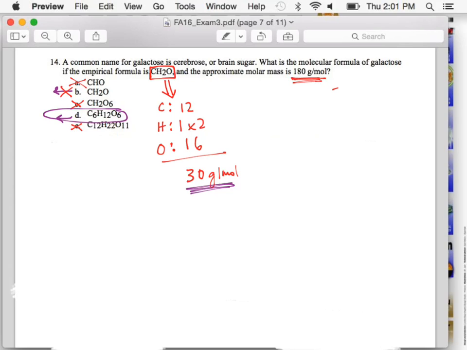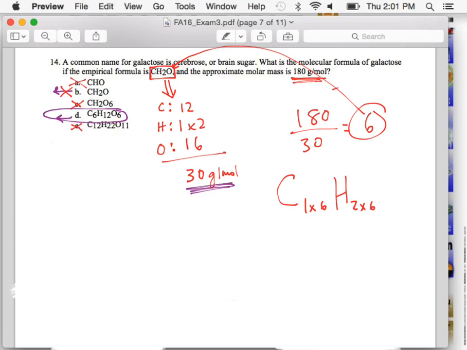Officially, what we're supposed to do is take the molar mass of our molecular compound, divide by the empirical formula mass, and we get 6. We take that number and multiply all of our subscripts in our formula. So it's C 1 times 6, H 2 times 6, O 1 times 6, and I get C6H12O6. Oh, look at that. After all that work, we got the exact same answer as doing nothing.